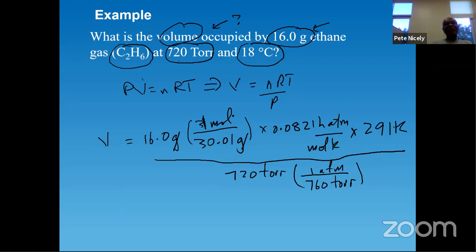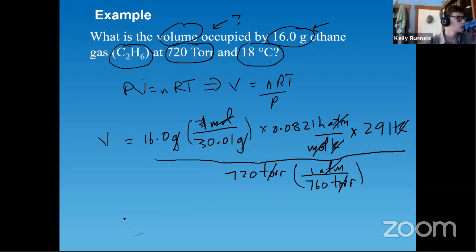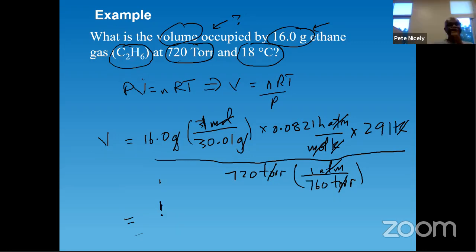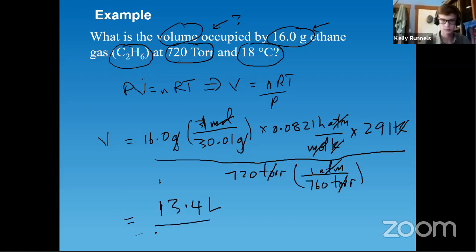And then the moles will cancel out here and here. The Kelvin will cancel out here and here. The torr will cancel out here and here. And the atmospheres will cancel out here and here. So again, you have to do the number crunching. I worked it out. What's it at 3 sig figs? It is 13.4 liters. Okay, I'll take your word for it.